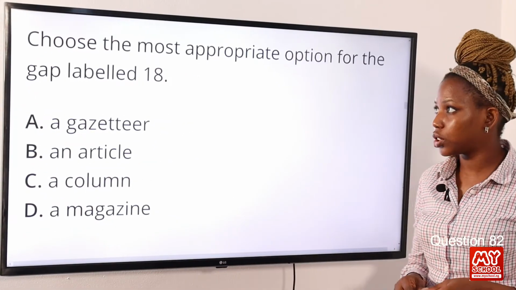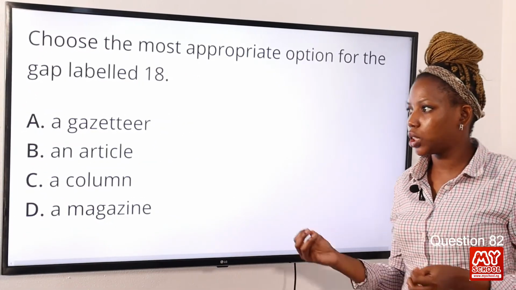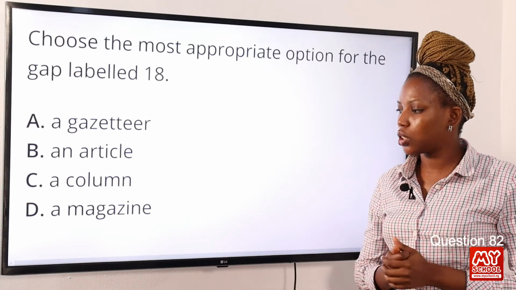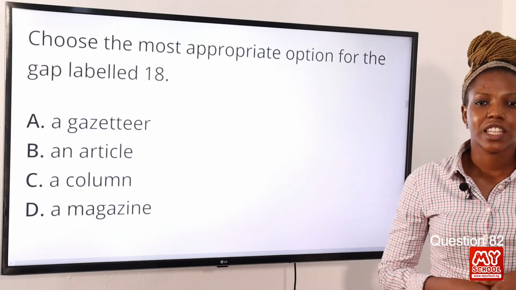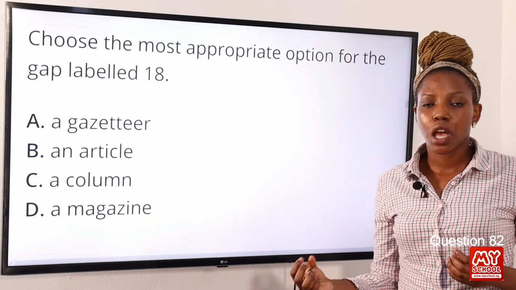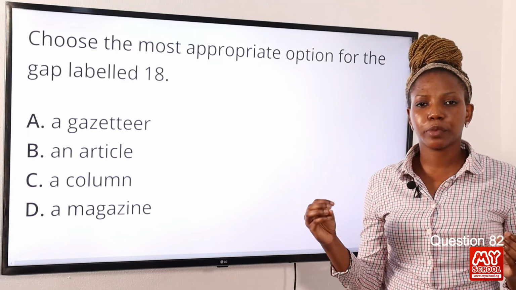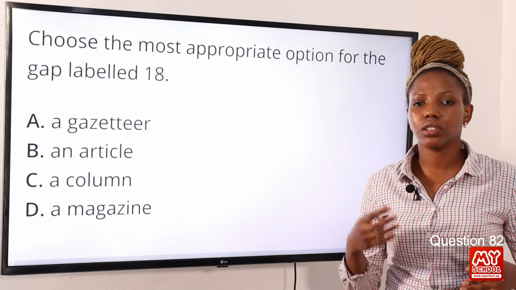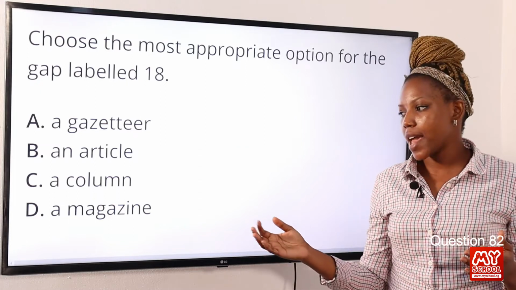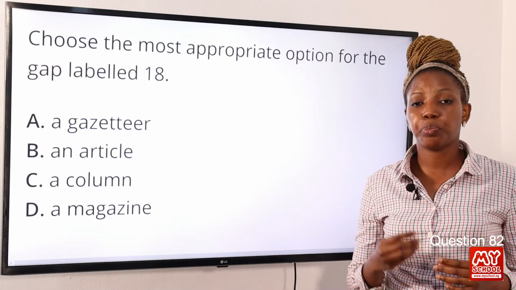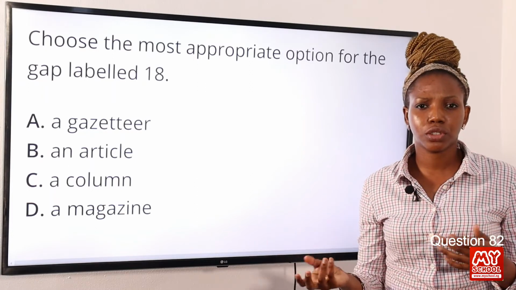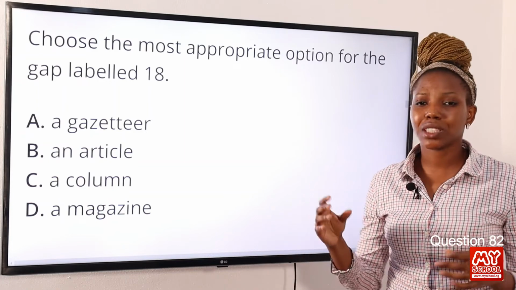Question 82. Choose the most appropriate option for the gap label 18. Option A, a gazetteer. Option B, an article. Option C, a column. Option D, a magazine. The answer to this question is a magazine, because the part label 18 is supposed to be something that a publisher established that can be on sale on a weekly or monthly basis. And we know that a magazine is a periodical publication that contains articles or illustrations or other newsletters. So option D is the best answer to this question.